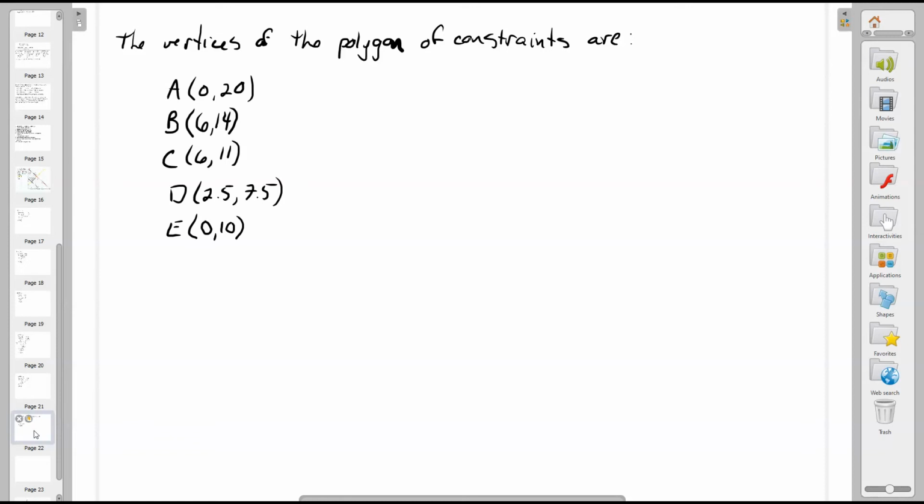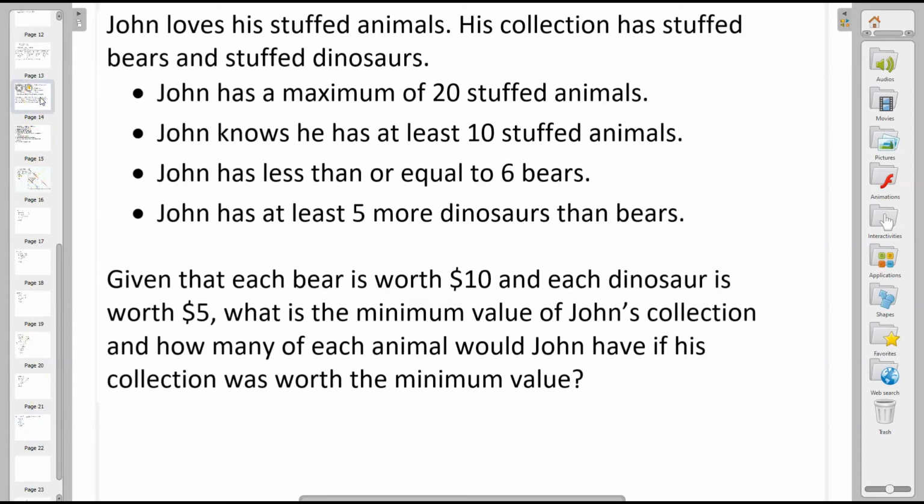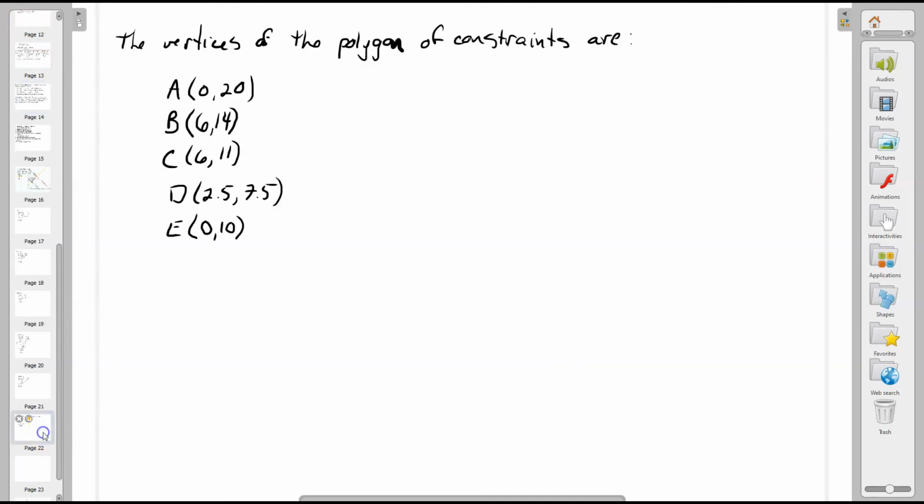Once we've got the vertices of the polygon of constraints, we now need to go back and find the target objective. So let's go back and look at the original problem. The original problem asks us what is the minimum value of John's collection and how many of each animal would John have to have if his collection was worth the minimum value. So we're looking for a minimum value in this case, so that's our target objective.